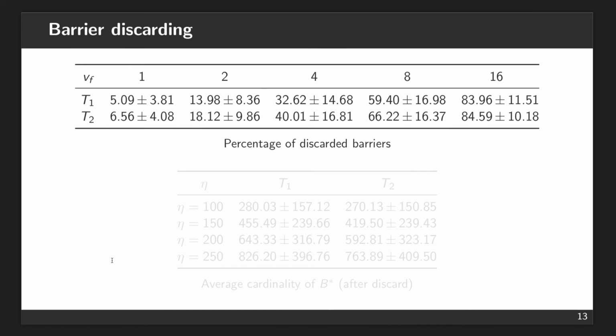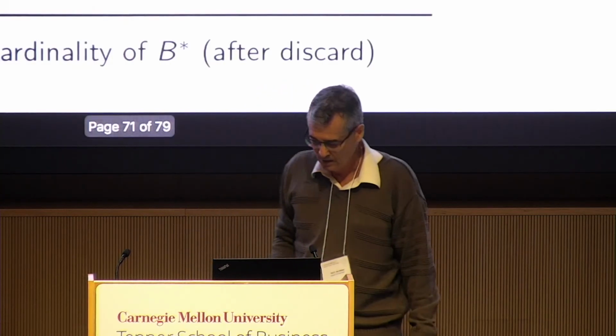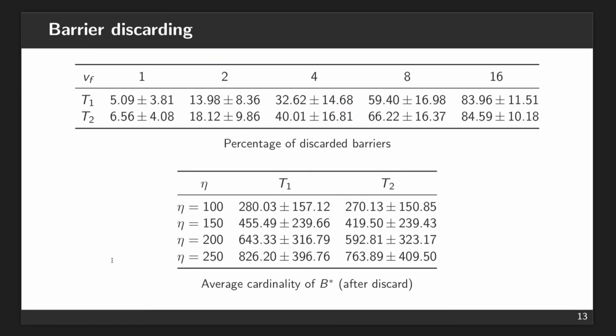First of all, the barrier discard, how does it work? As expected, if you look at the first column and the last one, in the first column the fire is very slow. The last one is really going fast. So of course, if the fire is going very fast, many of the barriers you won't have time to construct, so you eliminate most of them. On the opposite end, you eliminate very few of them. It's about the same in the two sets of instances. This is an idea of the number of barriers you have.